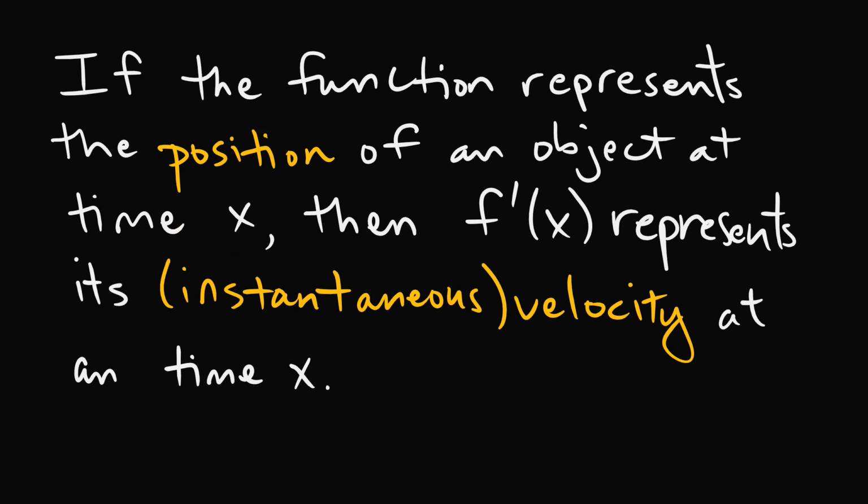We've already seen one interpretation of the derivative. We saw that if the function represents the position of an object at a given time, x or t, doesn't matter what variable we use, then the derivative represents its instantaneous velocity at that time. And just a quick note, we'll often just say velocity, and that will mean instantaneous velocity. If we want to talk about average velocity, we'll use the whole phrase average velocity, and that will allow us to not always have to say or write instantaneous. So velocity means instantaneous velocity.